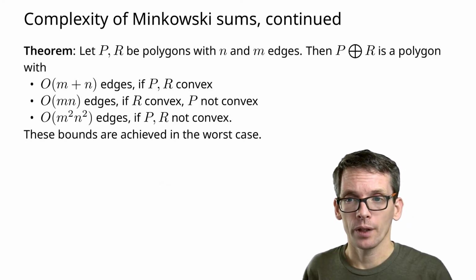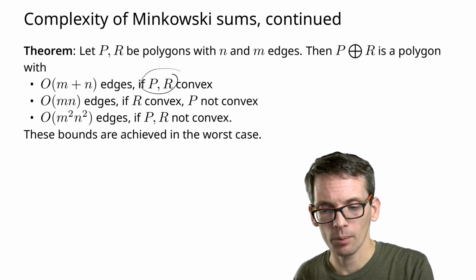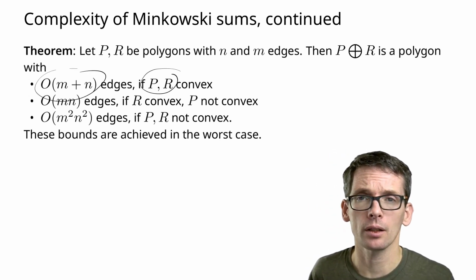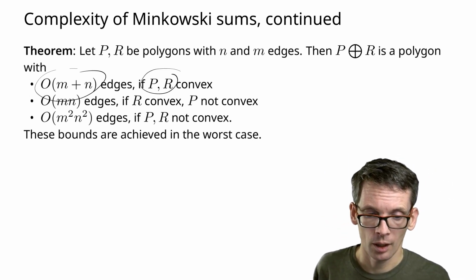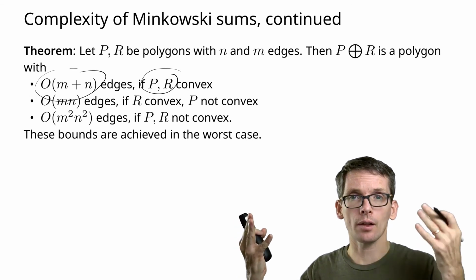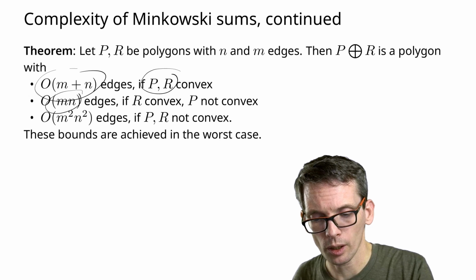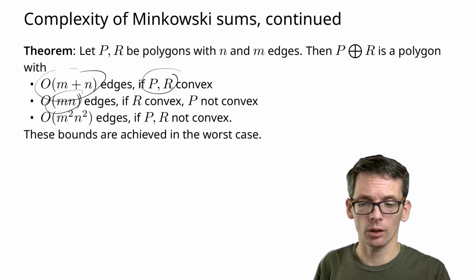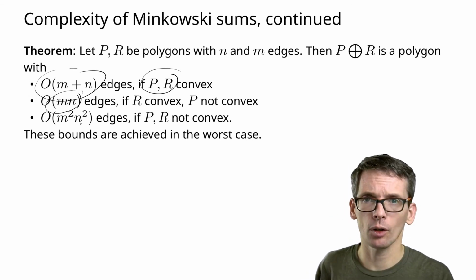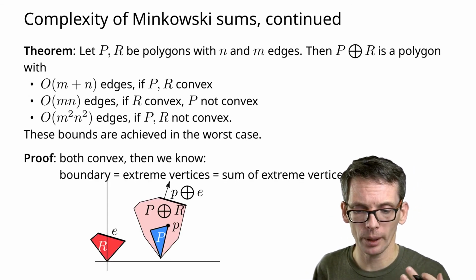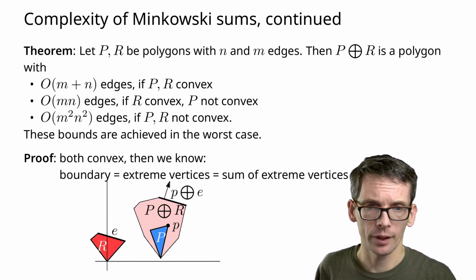So if we have two convex shapes, P and R, we know their Minkowski sum has a complexity, the sum of the complexities. If one is convex and the other one is not convex, then we get the product. If both are not convex, we get m squared times n squared. Let's go through these three cases. The first one we've already seen. We had this argument with the extremal point that gives us m plus n.